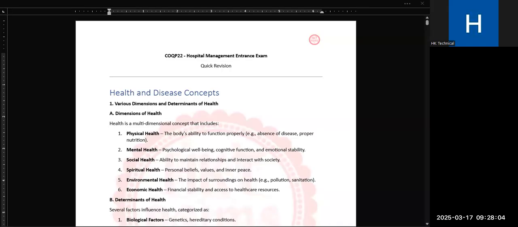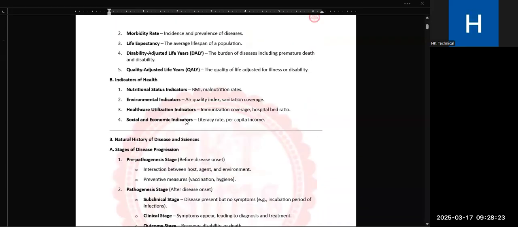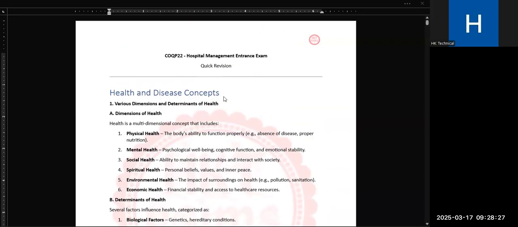Hello everyone, in this video we'll be covering COQP22, that is Hospital Management Intersection, and we'll cover the basic concepts. It's a quick revision, guys. If you're looking for depth or concepts, you need to watch other videos. So this is like quick revision notes. We'll just go through the syllabus quickly, the basic concepts only. So we'll cover this first chapter in this video.